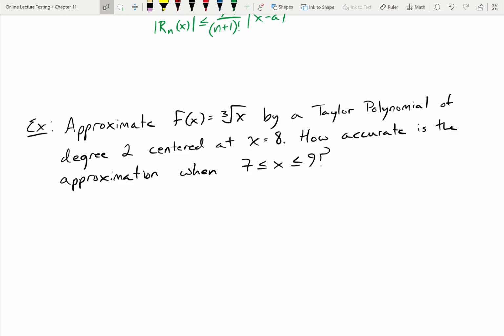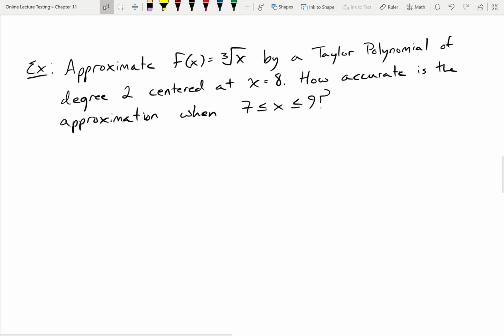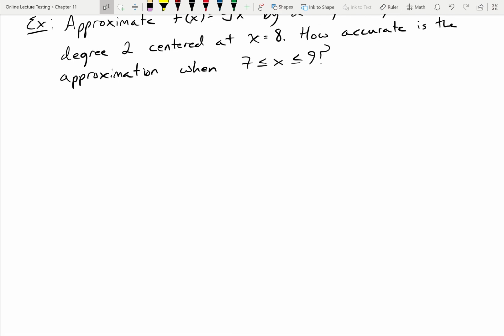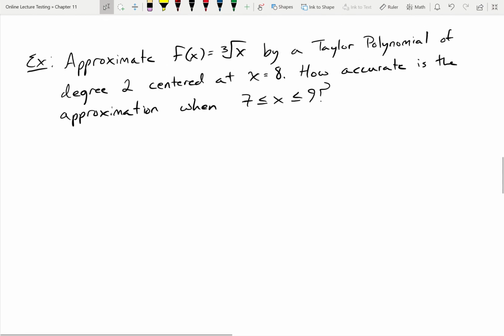Approximate f of x equal to the cube root of x by a Taylor polynomial of degree 2, centered at x equals 8. How accurate is this approximation when x is on the interval from 7 to 9? All right. So the first thing that we need to do is develop that Taylor polynomial. This is probably the easiest step of it all.